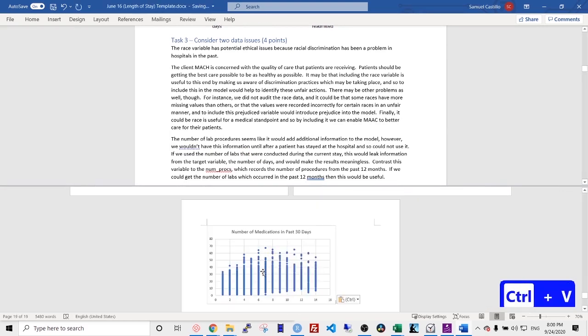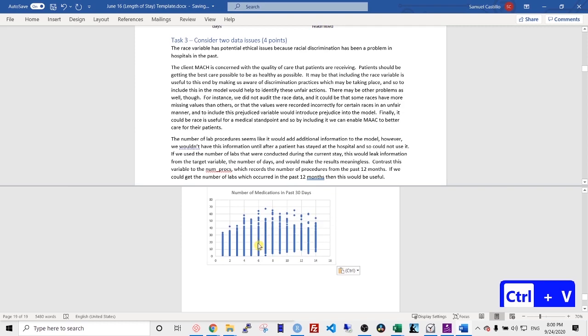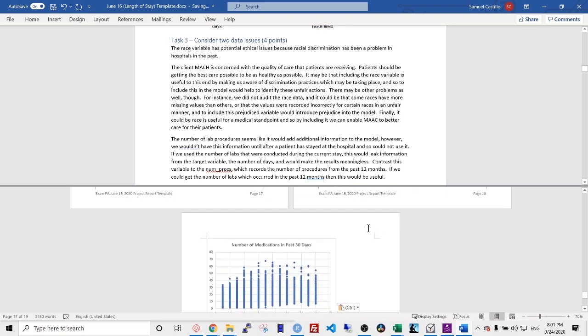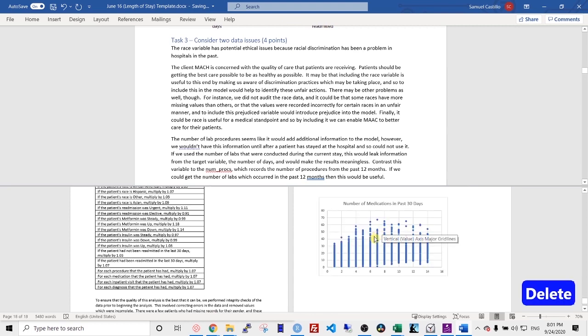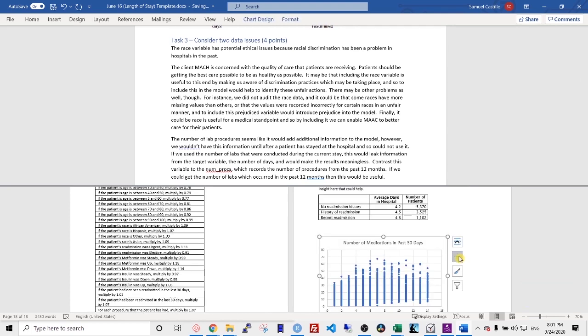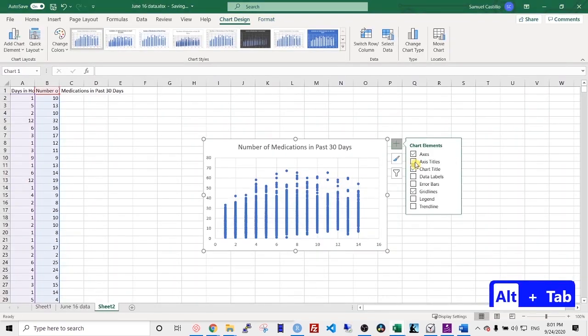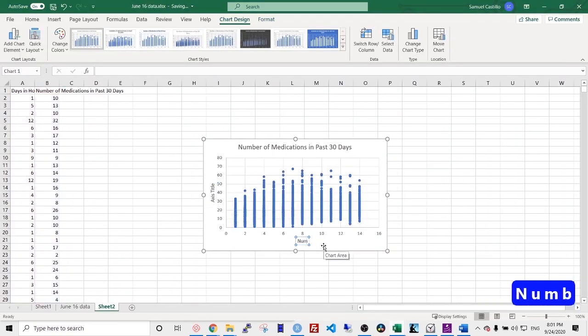Actually, that's probably easier to format than a ggplot2 graph, and you can also edit the titles directly. So I'd actually go ahead and use that in the report, and then add the titles, add the axis titles. So this is number of days.